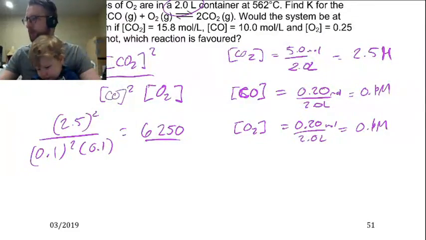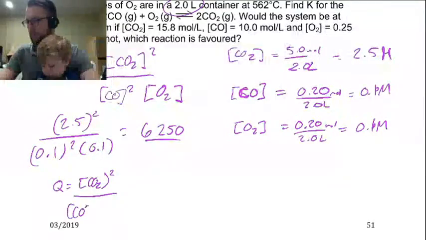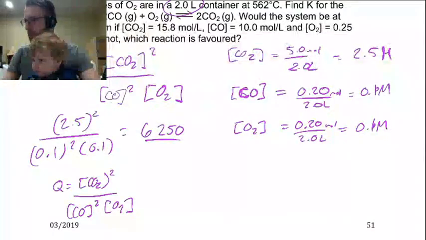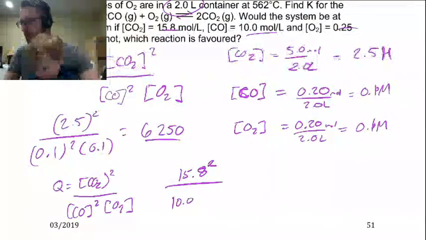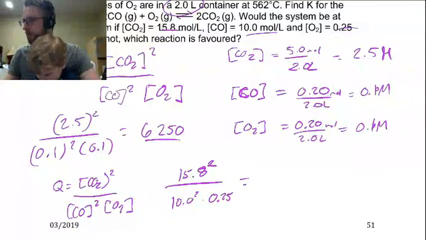So now doing the same calculation, but for Q, remembering that the equation is essentially the same, carbon monoxide, O2. Okay, so let's punch in the values they gave us. We have 15.8, and we're squaring that, divided by 10.0 squared times 0.25. And this looks pretty likely that it's not going to be at equilibrium. That's just my guess. That doesn't look like 6,250 to me, but I might be wrong.